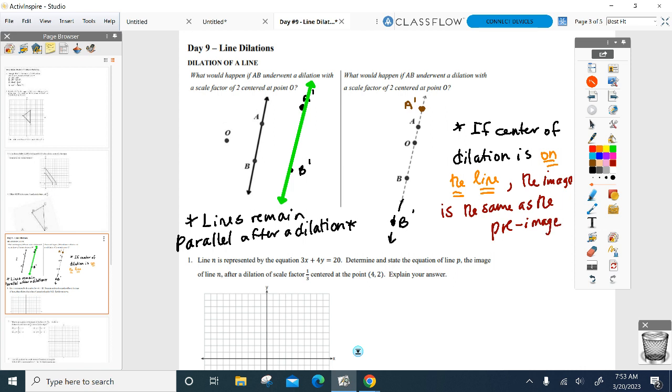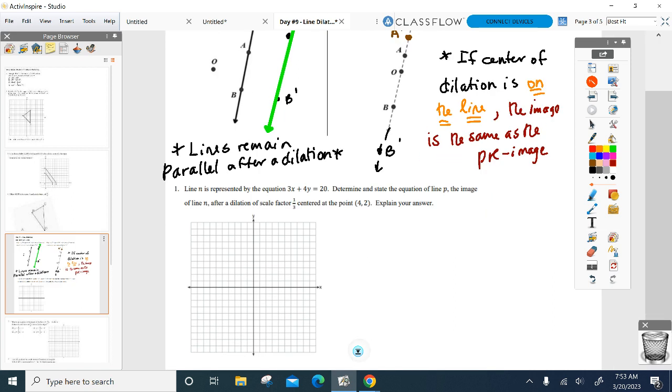So we have to just be careful today. Hey, when I dilate a line, where's that center of dilation? If it's on the line, it remains unchanged, all right? Everyone all right between the two here before we get going with some reps? So if it's off the line, they're still going to be parallel, but if it's on the line, no change. Line stays the same.